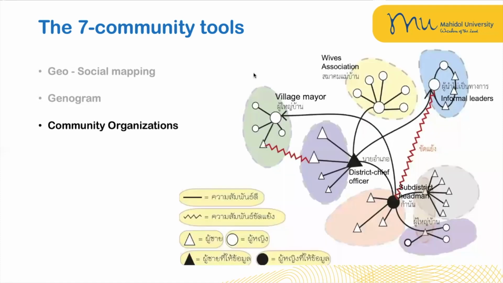So when you know the relationship, you can show it as a symbol like this, that this is the relationship between the village mayor, district chief officer, sub-district headman, the wives association, or maybe the informal leaders. You can know what the relationship is, is it good or bad? And it can help you to run your project well or run the changes in your society well.